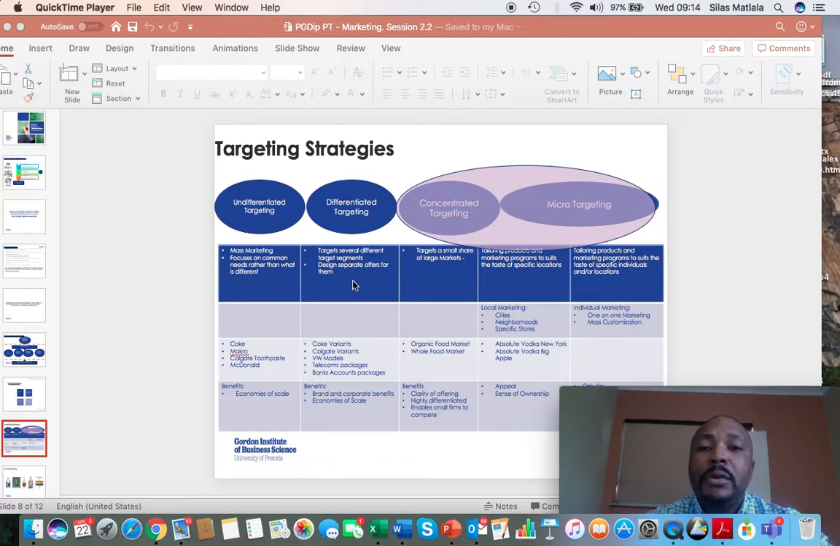whose banking needs and financial transaction needs will be different from a 24-year-old. And then the benefits of going with the differentiated targeting is that you offer the brand and the corporate benefits, which also give you the economies of scale.